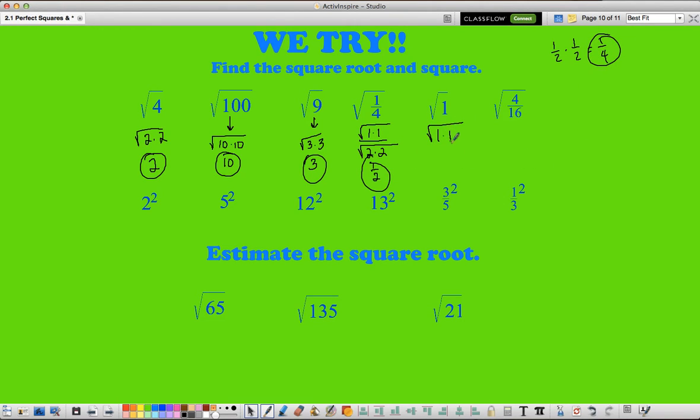And I know that 1 times 1 gives me 1, so the square root of 1 is 1. And then here, again, you just split it into top and bottom. So 4 is 2 times 2. 16 is 4 times 4. So the square root is 2/4. Now, we do not simplify this. And the reason being, if I simplify this, it goes down to 1/2. But 1/2 squared is 1/4, not 4/16. So do not simplify.